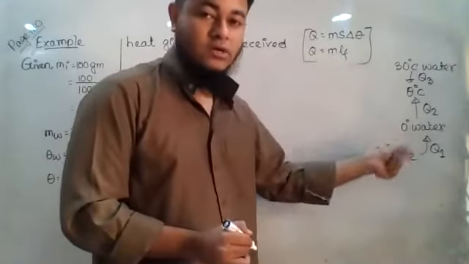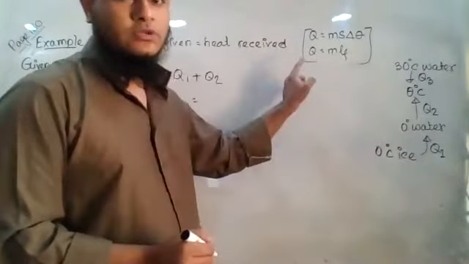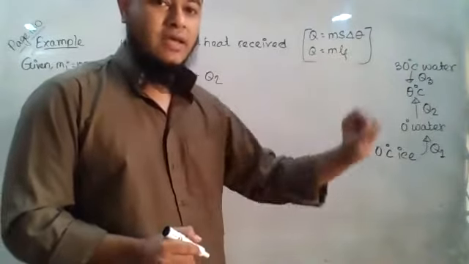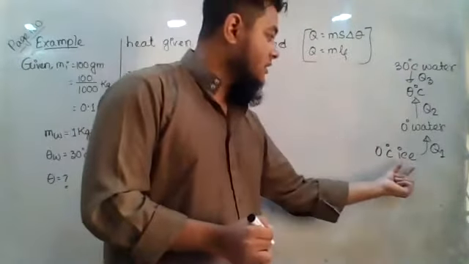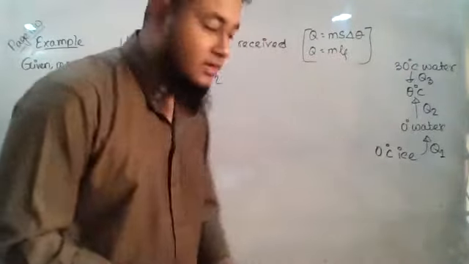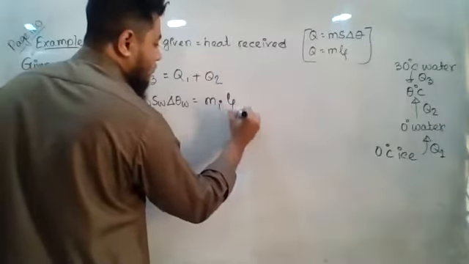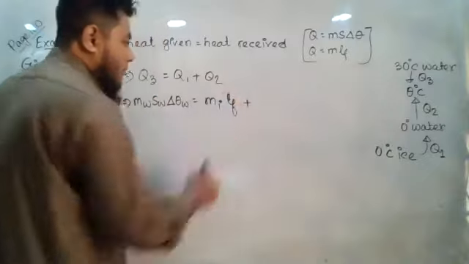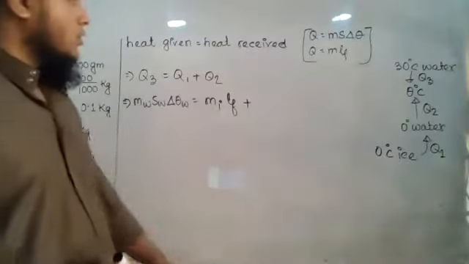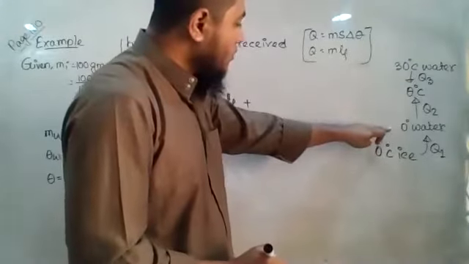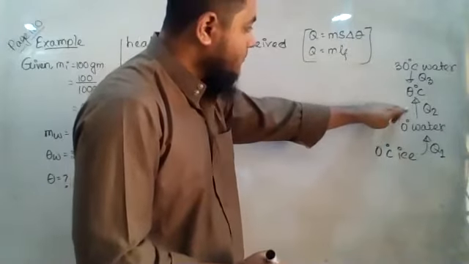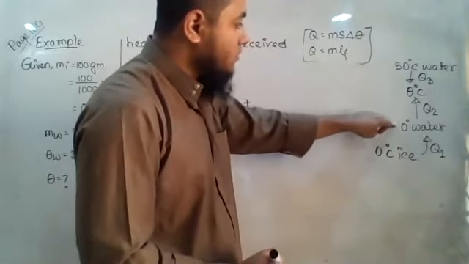Ice has become water. The state has changed. So we will use the second equation, that is mL_f. Now what is changing the state? The ice, right? So we will use mass of ice into L_f, plus Q2. Now for Q2, here the temperature changing occurs, right?